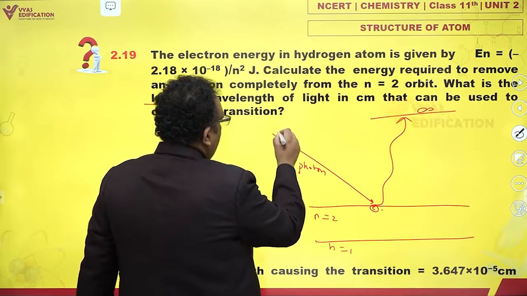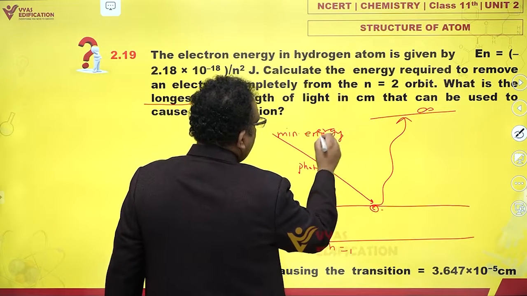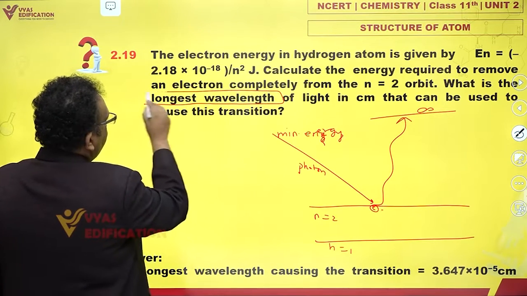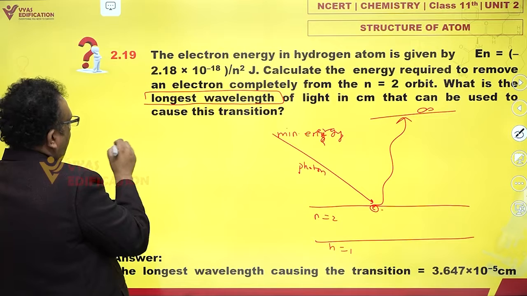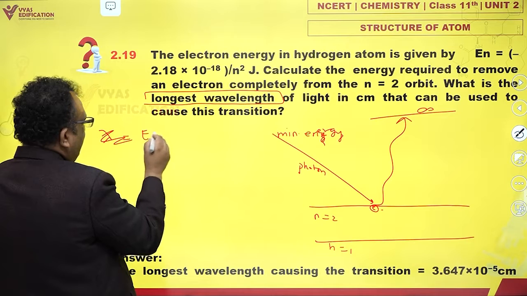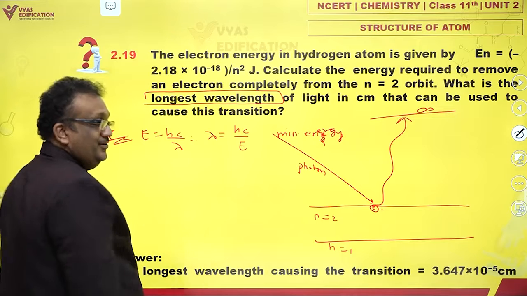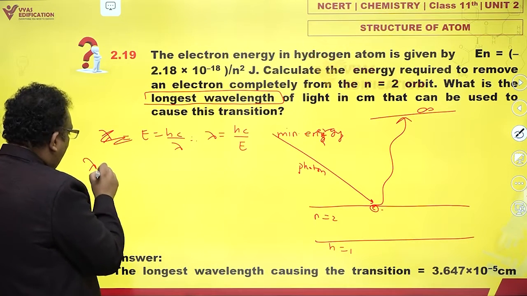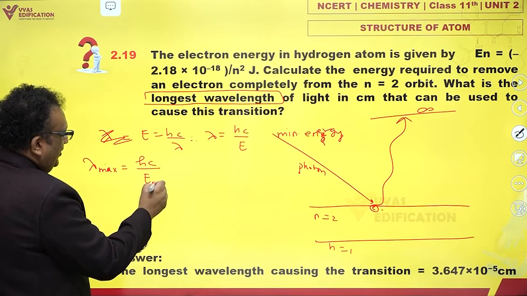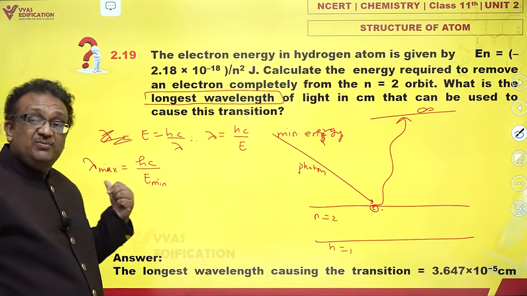So, minimum energy. And that is why we have longest wavelength. E is hc by lambda. Therefore, lambda is hc upon E. So lambda maximum is hc upon E minimum. You need minimum energy, and its reciprocal gives you maximum wavelength.